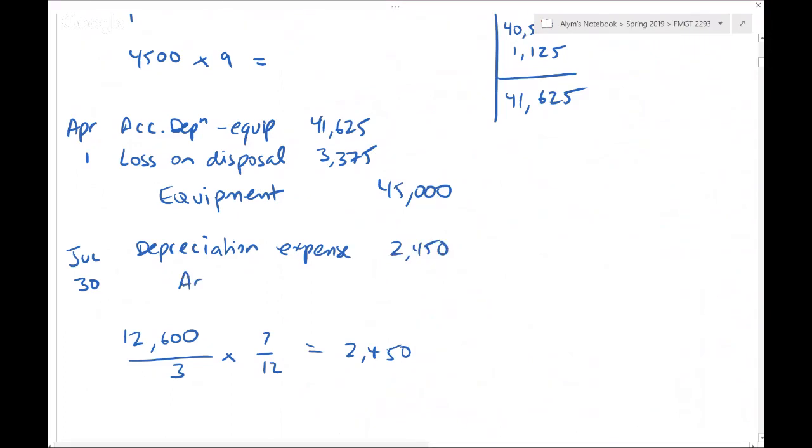Debit depreciation expense $2,450. Credit accumulated depreciation 2,450.